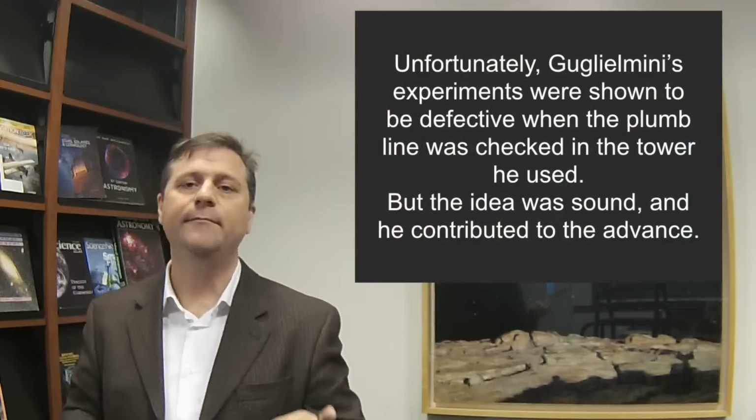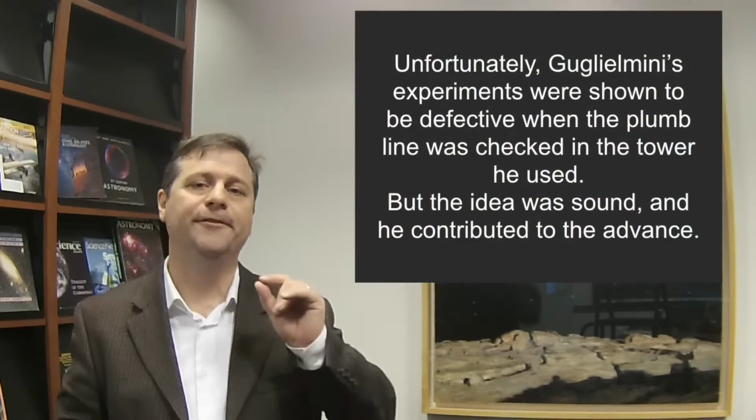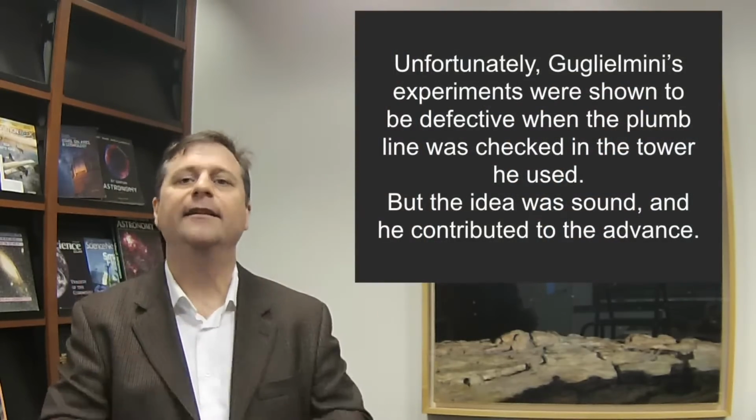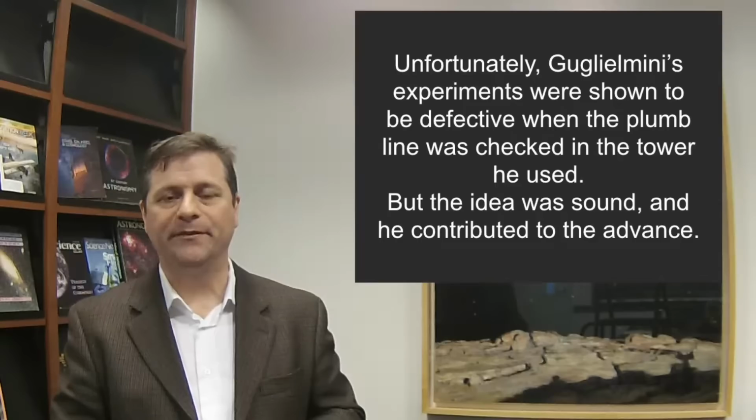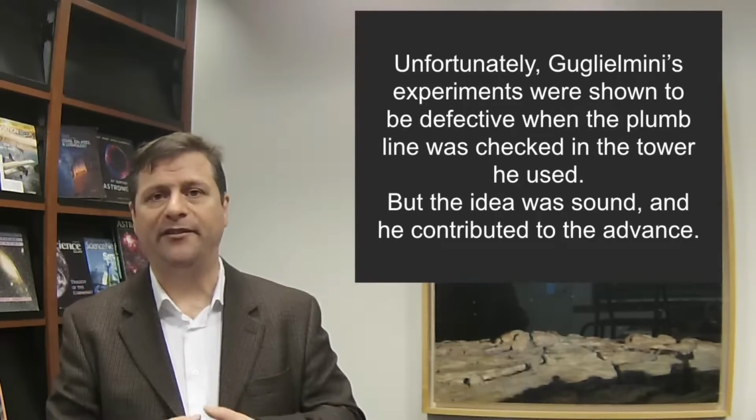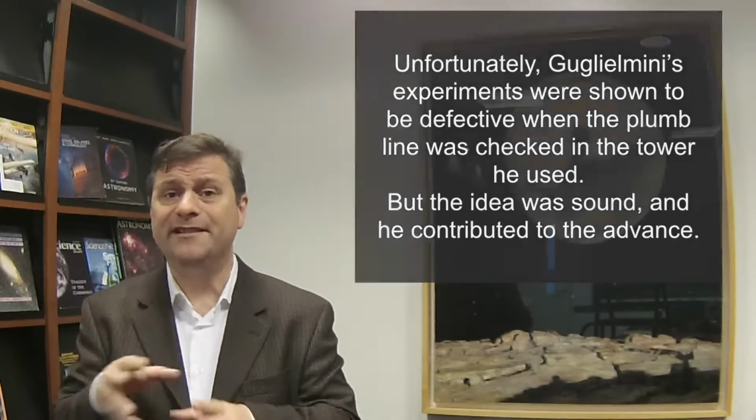He tested a 29-meter drop inside a tower at the University of Bologna, and what he found was that there was a 4-millimeter deflection that always occurred to the east, as expected by Coriolis effects. So he discovered the Coriolis effect in 1791, thus proving the Earth is rotating.